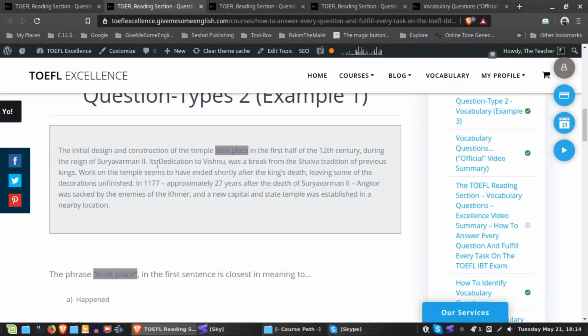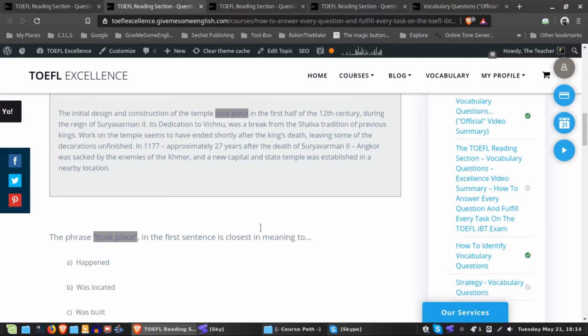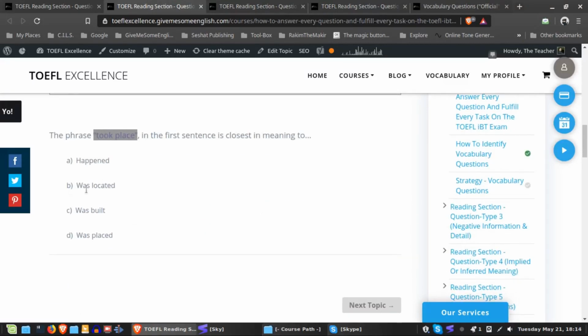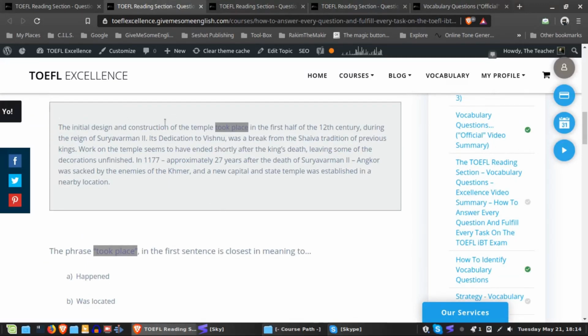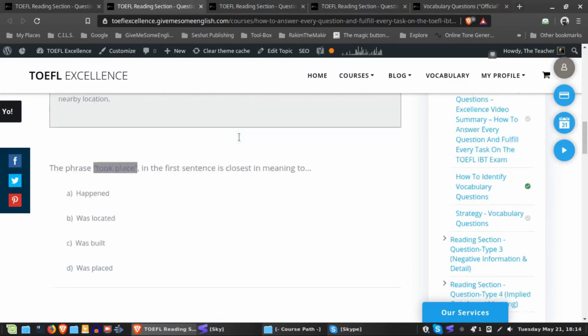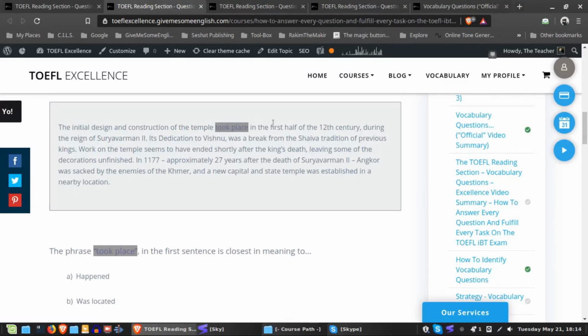"The initial design and construction of the temple took place in the first half of the 12th century during the reign of Suryavarman II." Okay, well, in that sentence, there's nothing to do with taking anything, and there isn't really any reference to the location, so maybe it isn't this one. It doesn't have anything to do with "located." Well, let's see. The initial design and construction. Construction matches with "built," so maybe it's that one, but "the construction of the temple was built" doesn't necessarily make sense.